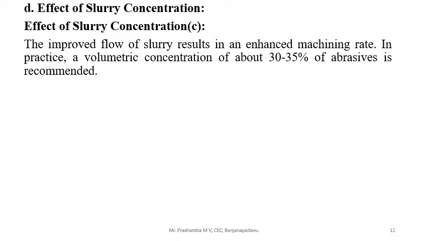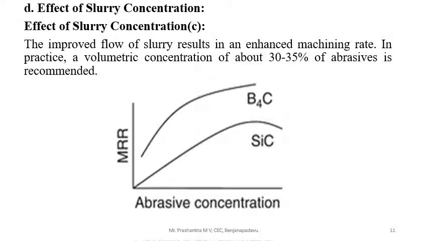Next is effect of slurry concentration. Here the improved flow of slurry results in an enhanced machining rate. In practice, a volumetric concentration of about 30 to 35% of abrasives is recommended. Out of 100% of slurry, 30 to 35% would be abrasive grains, which is the recommended value.